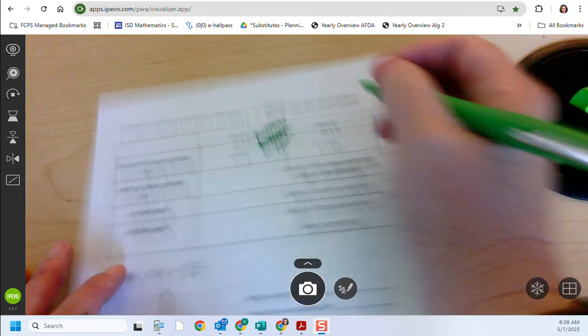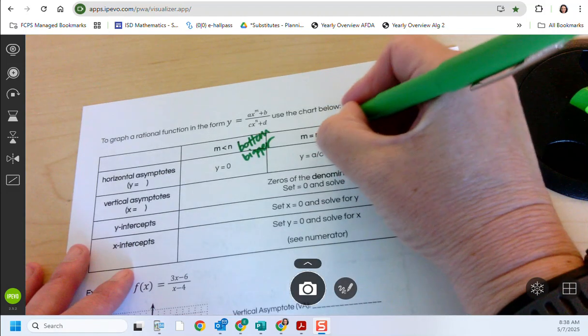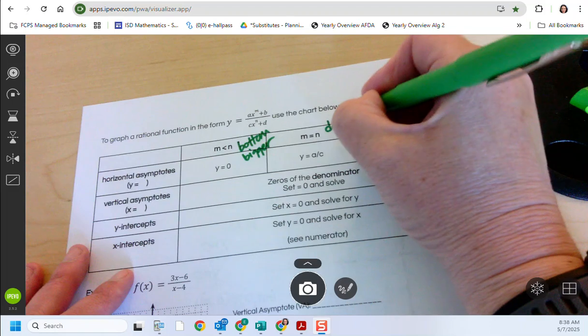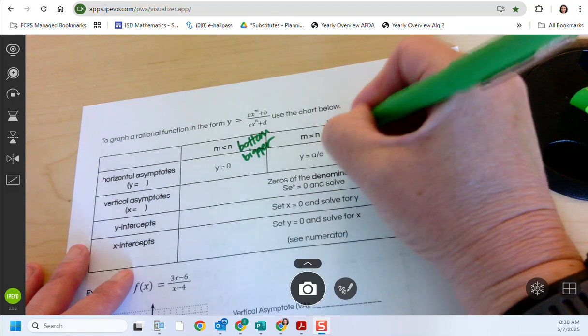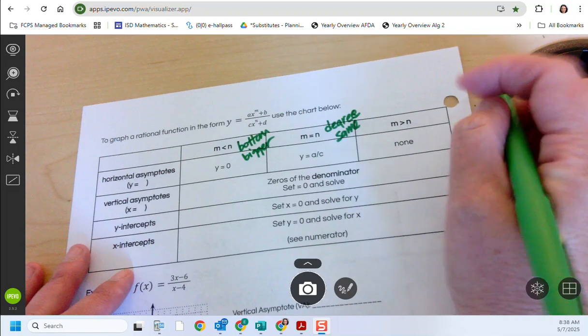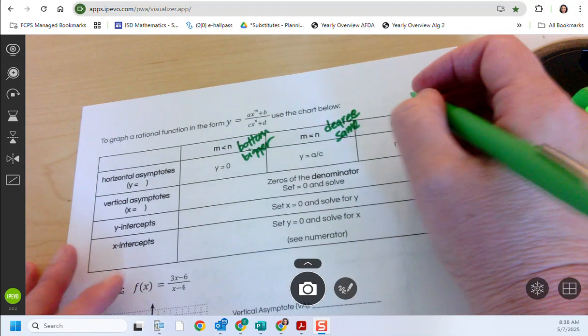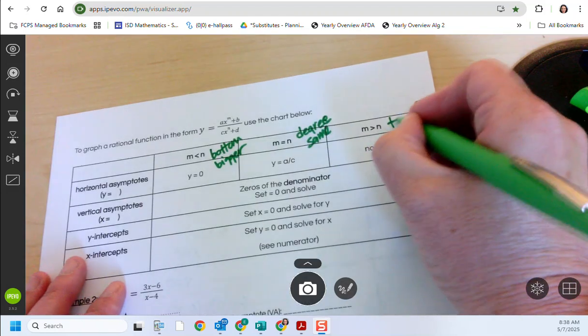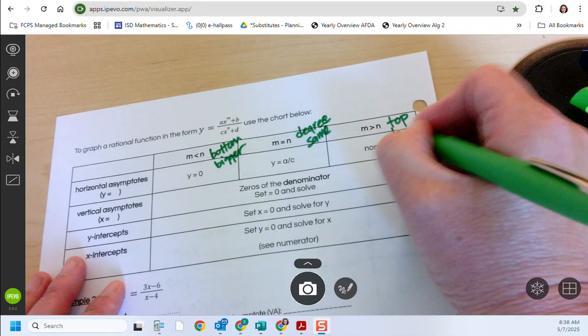When the degrees are the same, degrees same, then we have this fraction right here. We'll get to that in a second. And then this one is if the top is bigger. If the top is bigger, there's no horizontal asymptote.